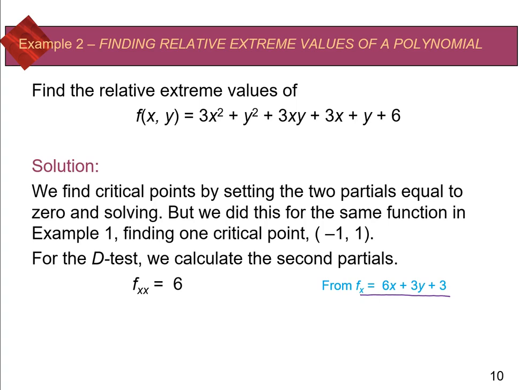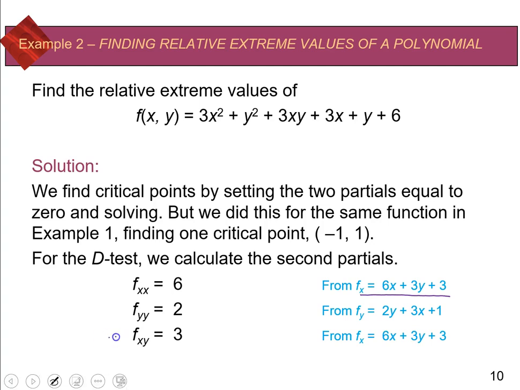fxy, I now take that same thing, and I take the derivative with respect to y. Well, I do fyy next. I would probably go right to this one next. If I take that derivative of fx with respect to y now, the 6x and the 3 are constants. The derivative of the 3y is just 3. And fyy, I would just get 2 because this and this are constant again.